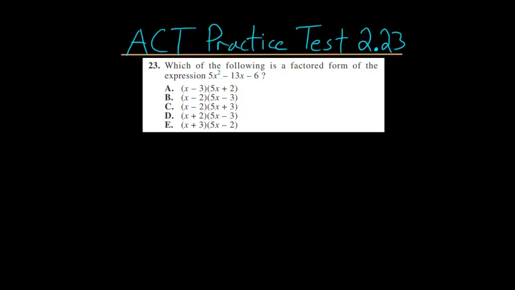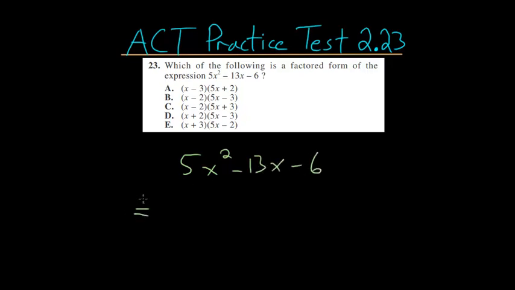For the 23rd problem on this second ACT practice test, which of the following is a factored form of the expression 5x squared minus 13x minus 6? So let's first start by just rewriting this expression down below. So we have 5x squared minus 13x minus 6.